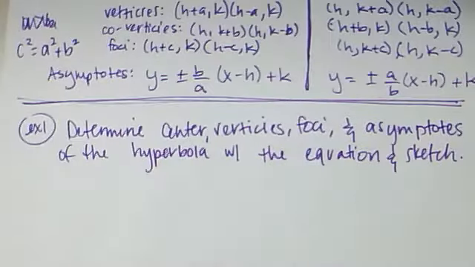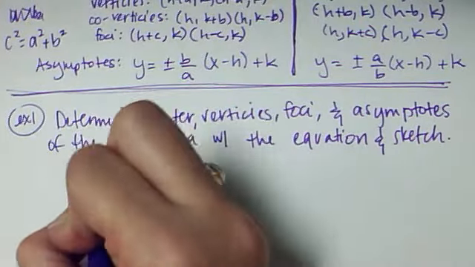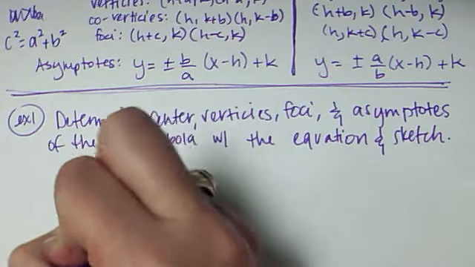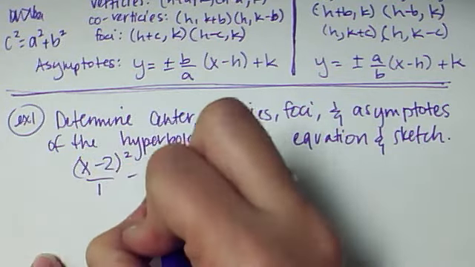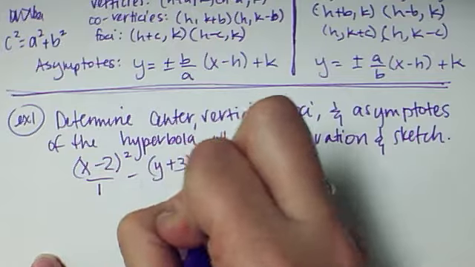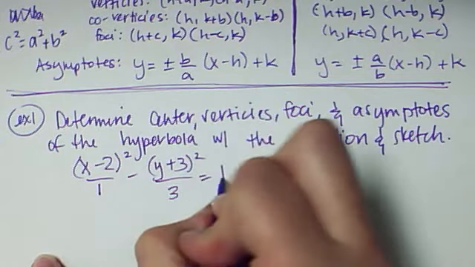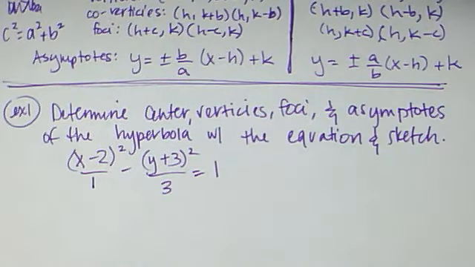Okay, so that's kind of a lot of instructions. Let's start with what you'd be given, which is (x minus 2) quantity squared over 1 minus (y plus 3) quantity squared over 3 equals 1. So that's our equation. Okay, let's go ahead and start labeling some stuff. That's the beginning of this process. And then once we label everything, we should be able to draw it out.